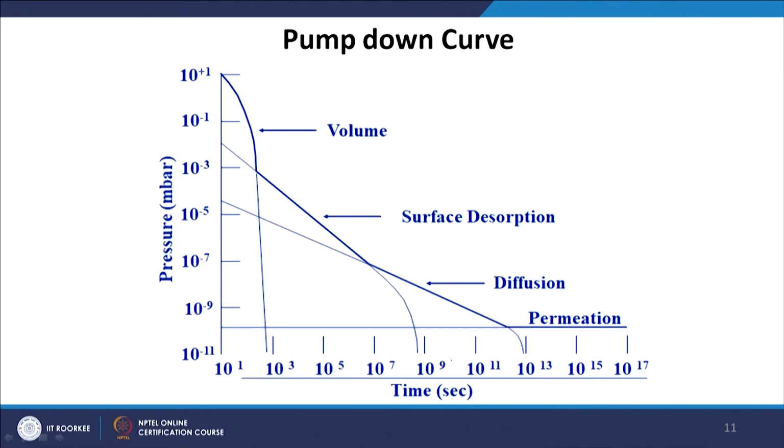Okay, now whenever we talk about any pump, or whenever you buy any pump, you will see that the manufacturer will provide you a graph like this, which is called a pump down curve. This pump down curve is a curve of pressure versus time, where on the y axis we have plotted pressure in millibar and on the x axis we have plotted time in seconds. It tells you the time scale required to reduce the pressure from a particular value to another value.